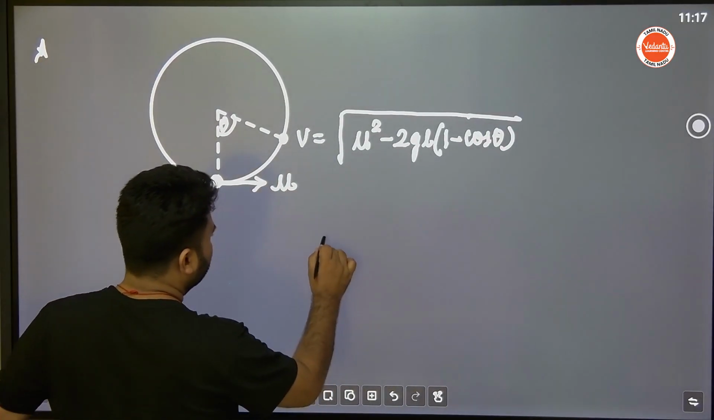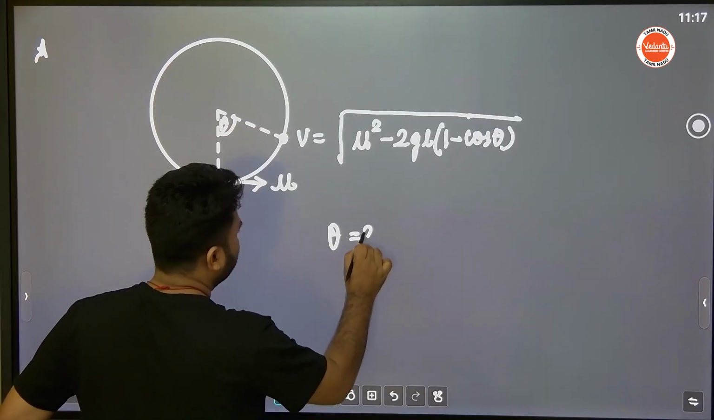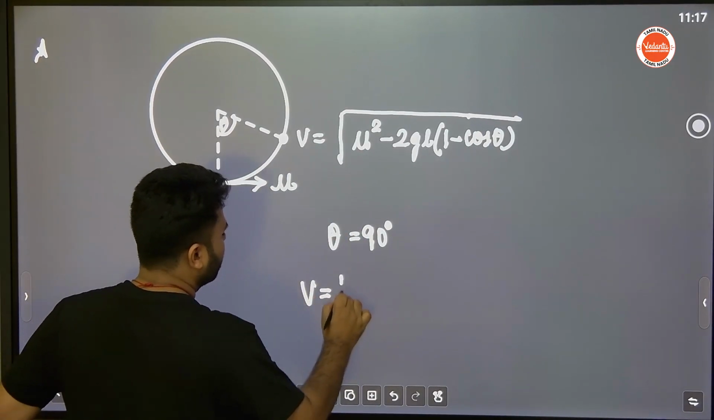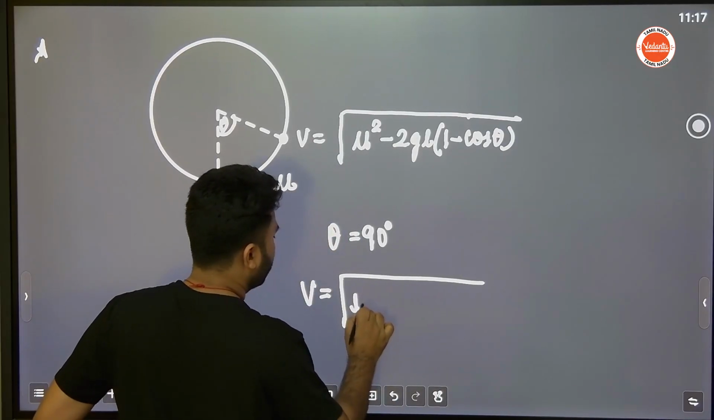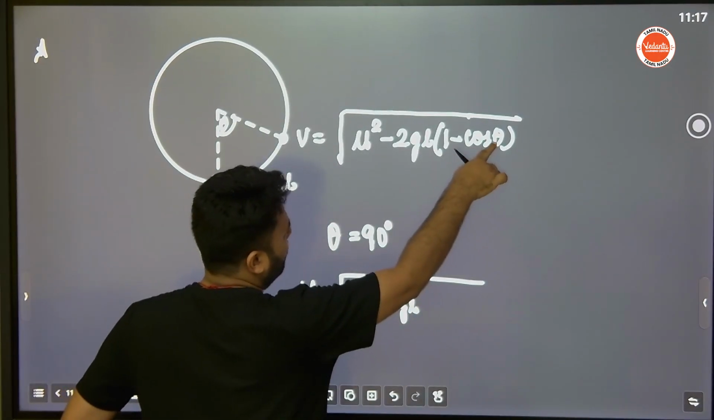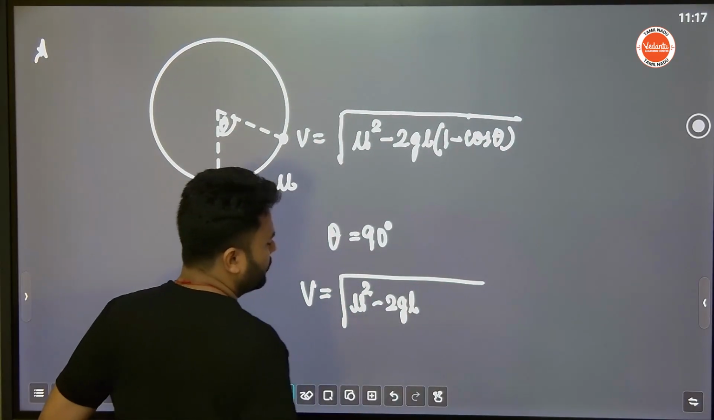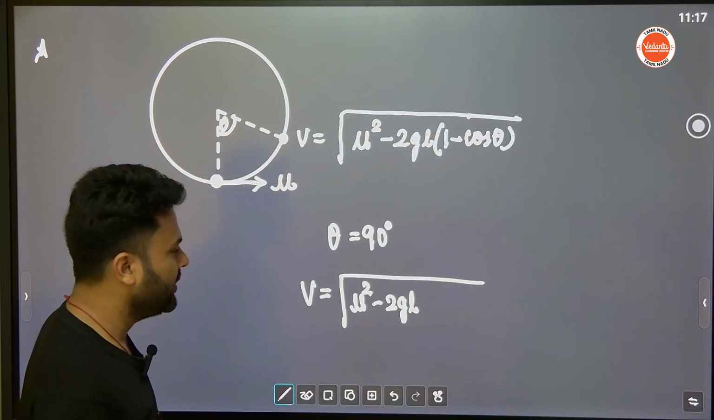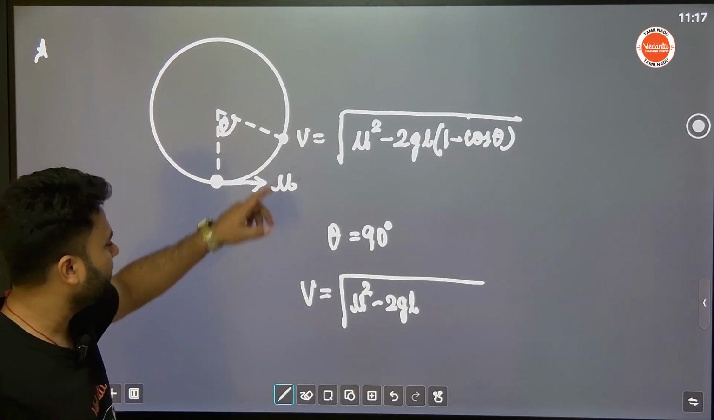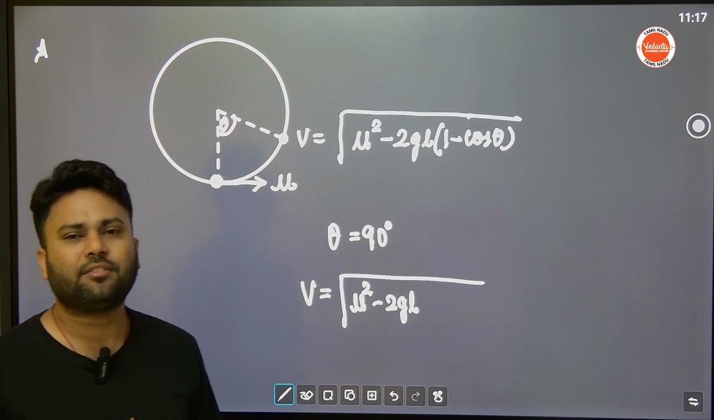For example, our theta is 90 degree. So what will v become? Under root u square minus 2gl (1 minus cos 90). Cos 90 is 0. So u square minus 2gl. This will be the speed at this point. U square minus 2gl.